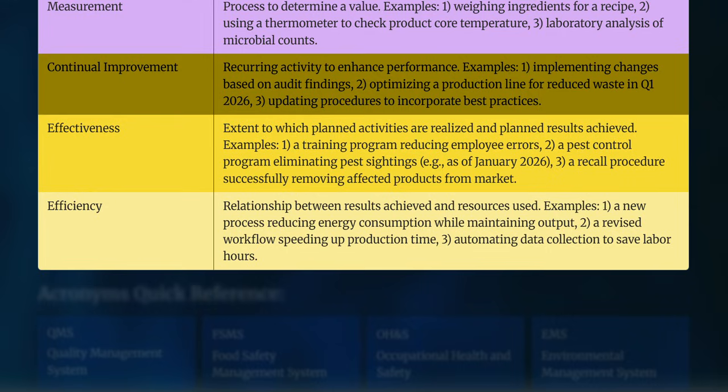And then you will hear about efficiency in quality and safety terms. Efficiency means the relationship between results achieved and resources used. For example, a new process reducing energy consumption while maintaining output, or a revised workflow speeding up production time, or automated data collection to save labor hours. Those are all types of efficiency.